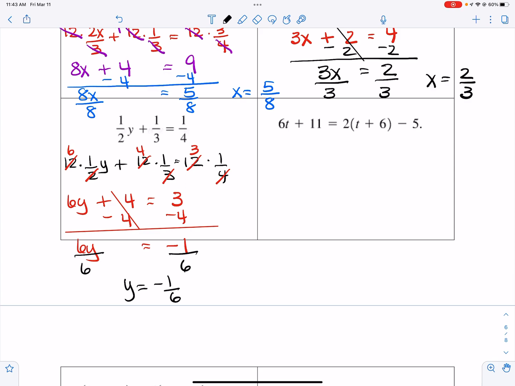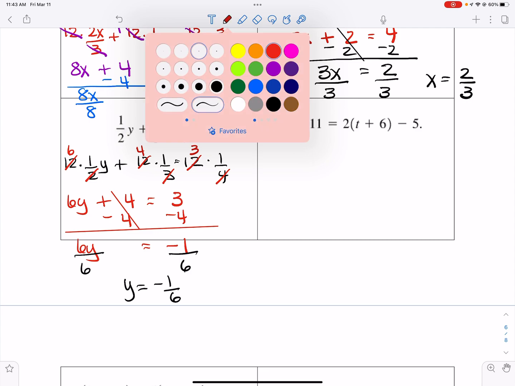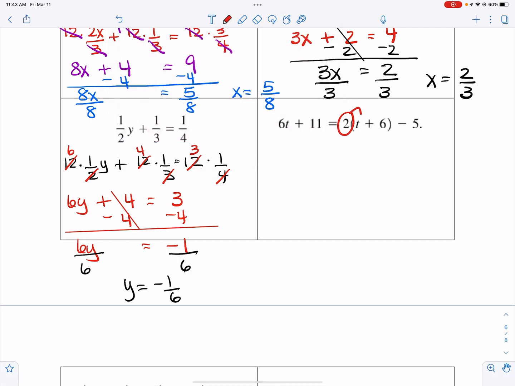So now we have parentheses, that's one thing, and we also have variables on both sides. So you have to get rid of the parentheses first by doing the distribution. So 6t plus 11 remains 2t plus 12 minus 5.